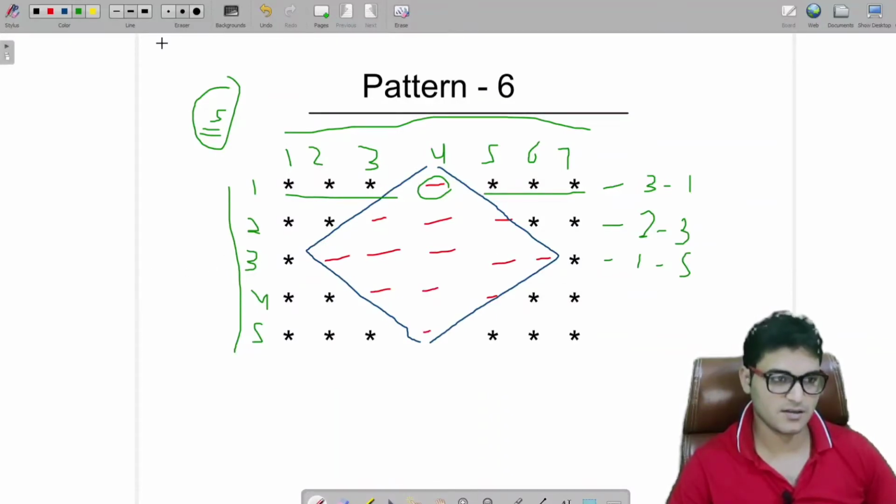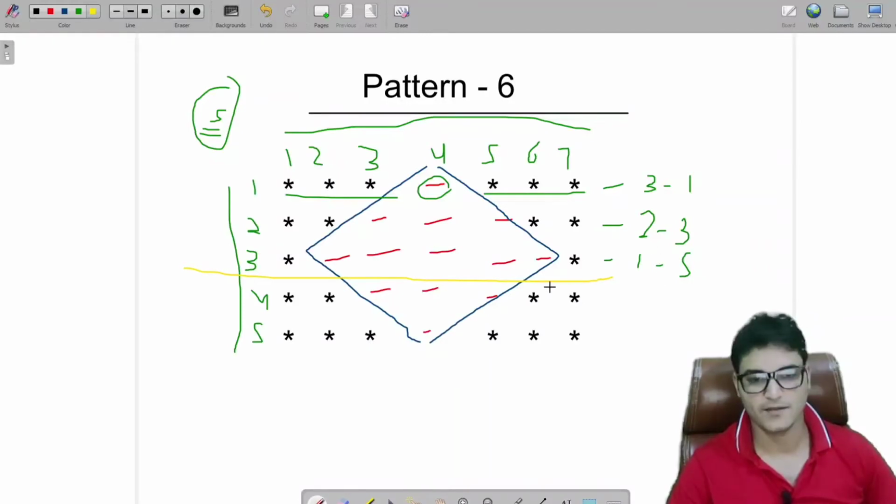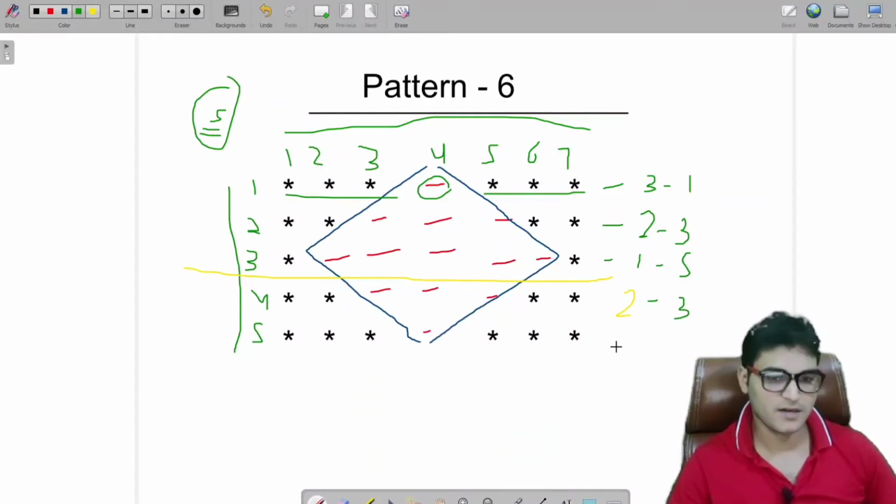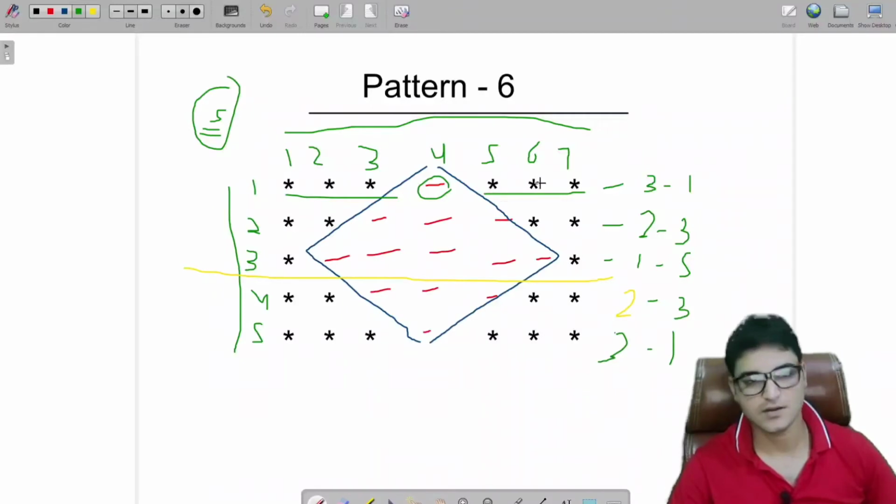So this is the thing about the first part. We will treat this as the first, upper part, and the lower side will be treated as the second, or the lowest part. Fine. So in the fourth row, how many stars do we have? 2. And how many spaces do we have? 3 spaces. Along with that, in the fifth row we have 3 stars and 1 space. So this is the logic which we have to think about.